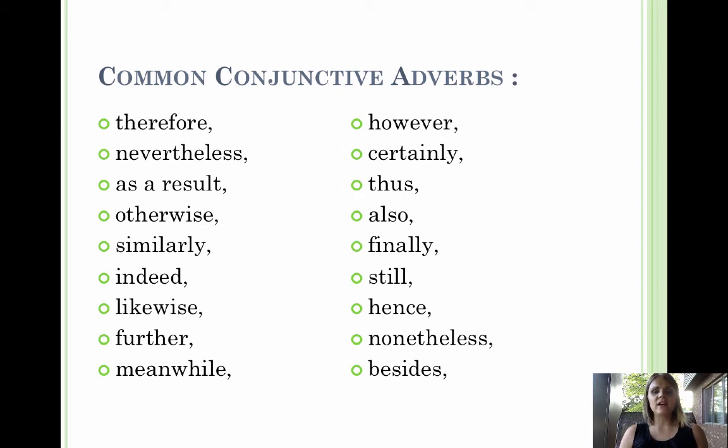Okay, and here's a list of common conjunctive adverbs. Therefore, nevertheless, as a result, otherwise, similarly, indeed, likewise, further, meanwhile, however, certainly, thus, also, finally, still, hence, nonetheless, and besides. But you can also use any adverbs that end in ly. For example, certainly and finally. A lot of other adverbs would work too, like additionally, okay?